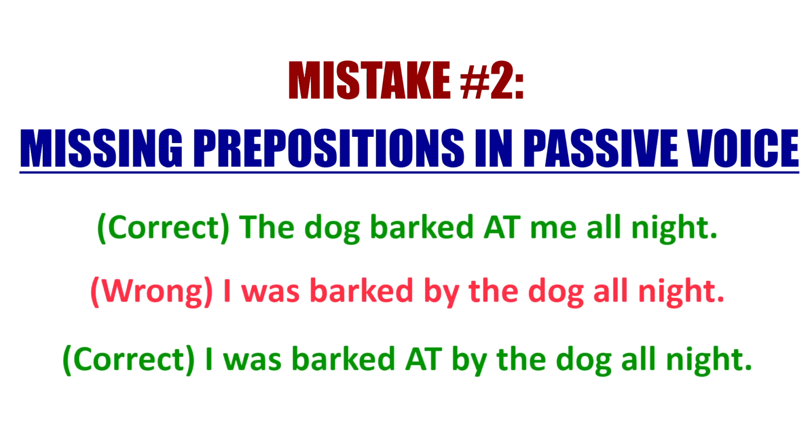However, the dog barked at me all night. So that is active. Notice, bark at. So it would be wrong to say, I was barked by the dog all night. It would be correct to say, I was barked at all night, or I was barked at by the dog all night. Notice I keep the at when I make it passive.